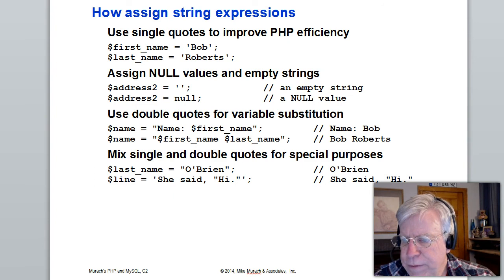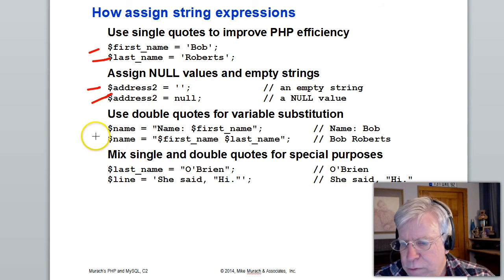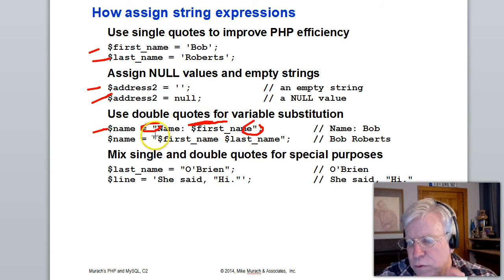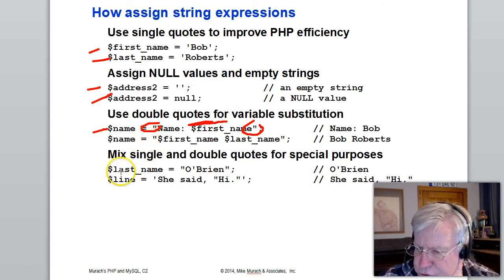Okay, here's a couple of examples of dealing with strings. You'll see that Bob and Roberts is assigned, and here you can see two different ways of assigning a null, either empty quotes or the word null. What's interesting is that $name equals name plus the value of first name. That's allowed because it's done in double quotes. If you were to do it in single quotes, it wouldn't allow for variable substitution.